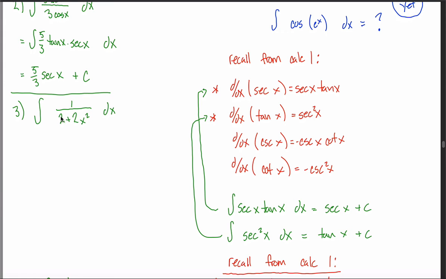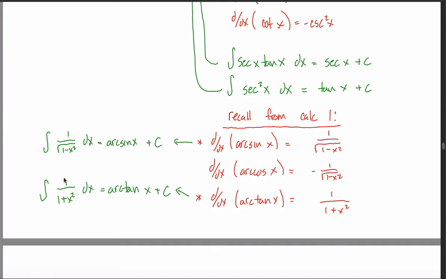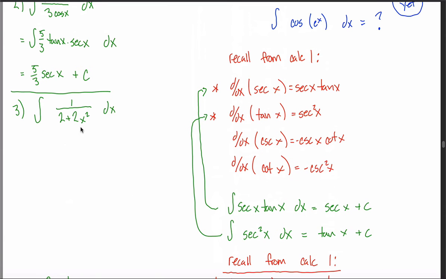But maybe eventually you'd be like, you know what? That's really similar to this. It's almost the same, except I have these extra 2's here. In fact, I suppose I could factor out a 1/2, in which case what I would have left is 1 divided by 1 plus x squared.